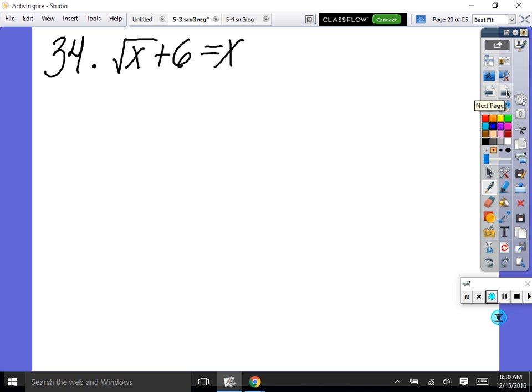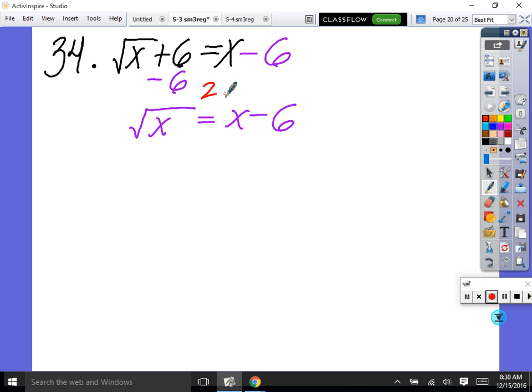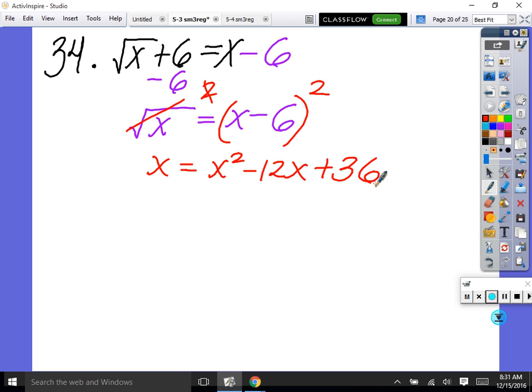Okay, let's look at this one. What's my first step? Isolate the radical. Subtract 6, subtract 6. Square root of x equals x minus 6. My next step is to square both sides, correct? Square, square. Root cancels out with power. X is equal to, don't we need to double distribute? So that will become x squared minus 6x, minus 6x is negative 12x, and then negative 6 times negative 6 is plus 36. I'm confident that if you needed to write that out and do it, you could do it. So that's why I'm going so fast.